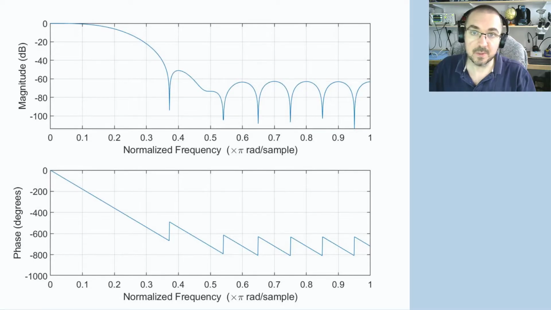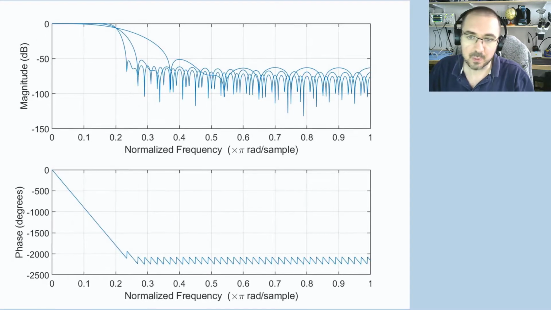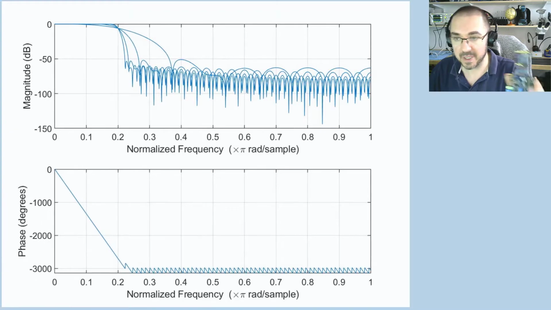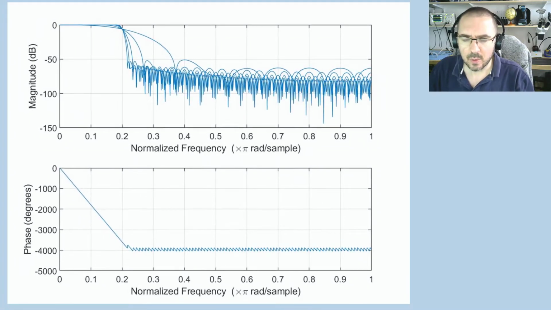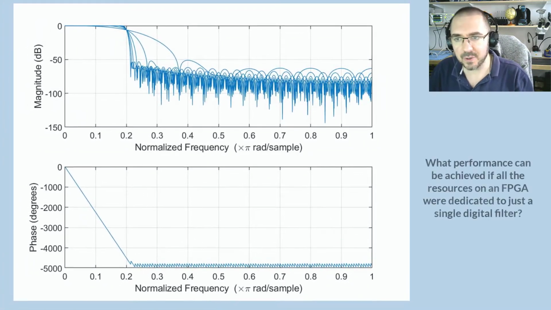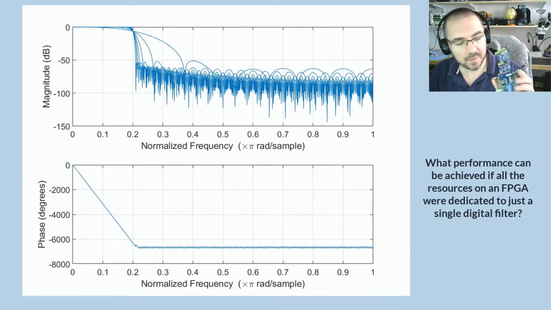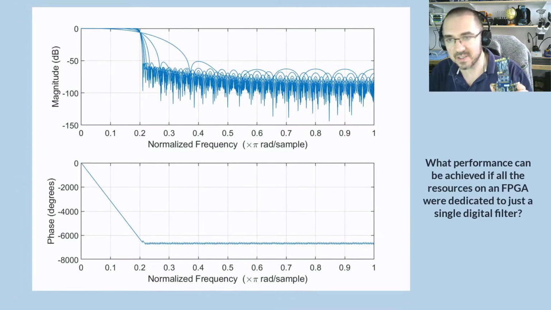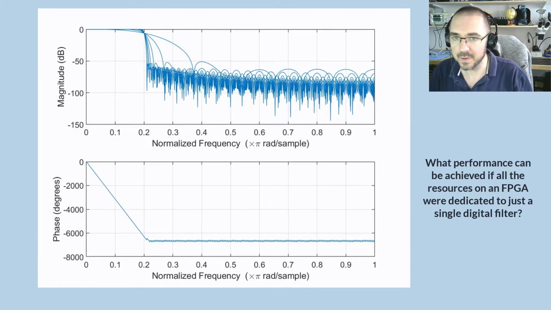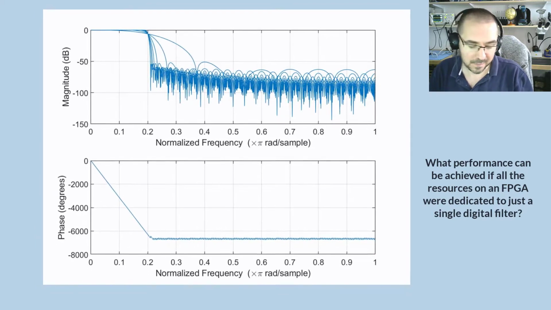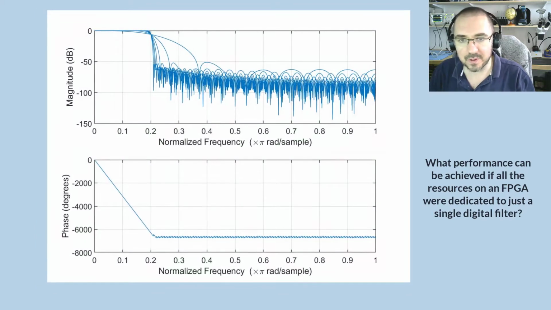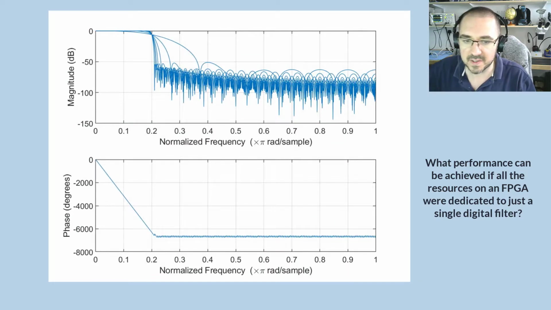Now, I've been doing some projects recently working with digital filters on FPGAs, and it got me thinking, what would be the best filter you could get if you dedicated all of the resources on an FPGA just to that one function, just to that digital filter? How good a filter could you make, and what performance could you get? So that's what I'm going to look at today.